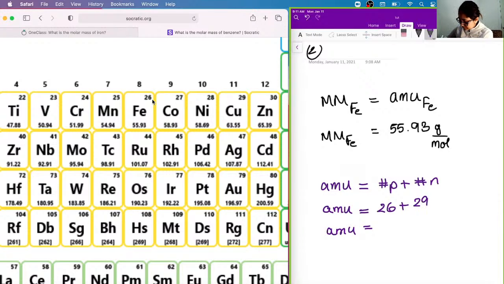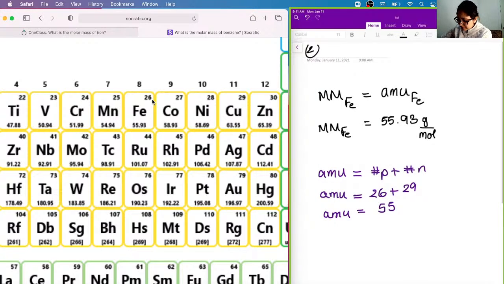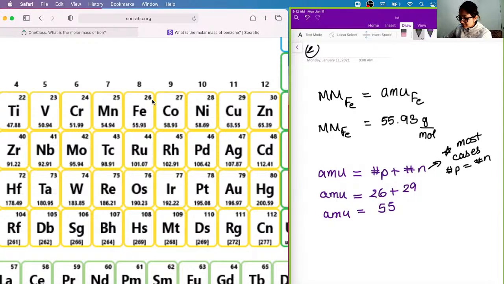Around 29, and so you get 55, right? Or it could be 30 or something like that, right? But in most cases, your neutrons and your protons will be the same. So just write a star: in most cases, the number of protons equals the number of neutrons for most elements, but in some there aren't. And so this is one way to find your atomic mass unit, which is the same thing as your molar mass.